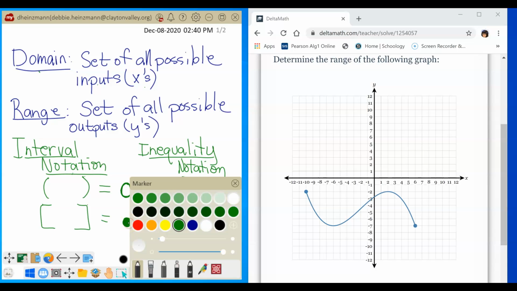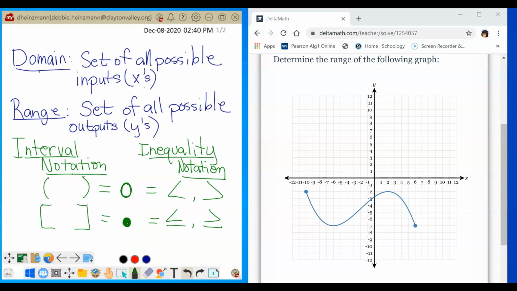Likewise, that brings us to the closed circle. Closed circles in inequality notation represent less than or equal to, or greater than or equal to. That means that the number in question, the value in question, will make the inequality true because it's on the interval. It's a part of the solution set. And that is denoted in interval notation with brackets that look like this.